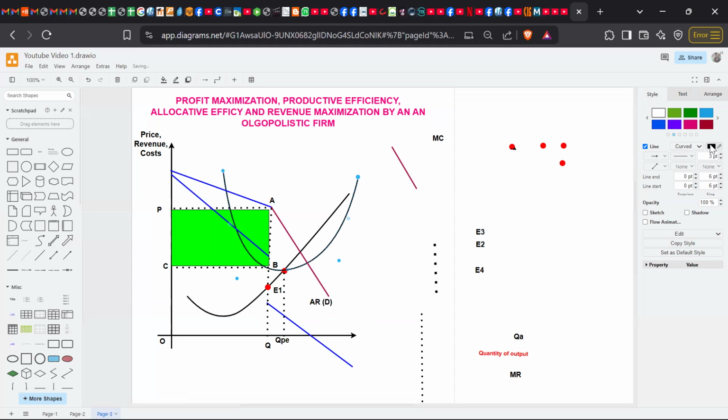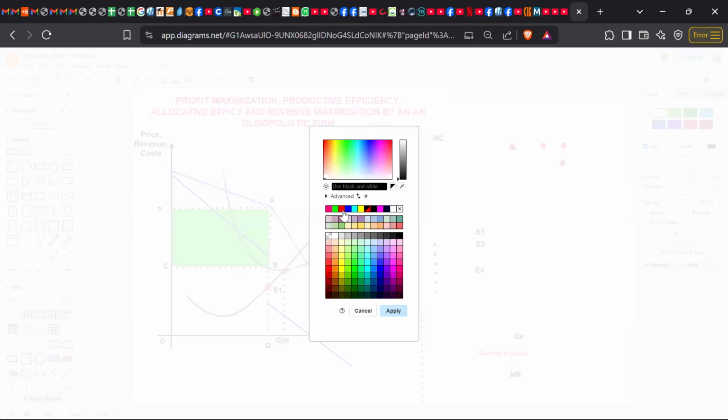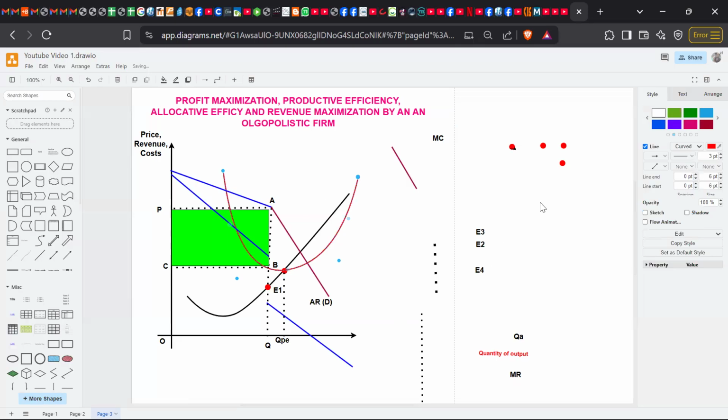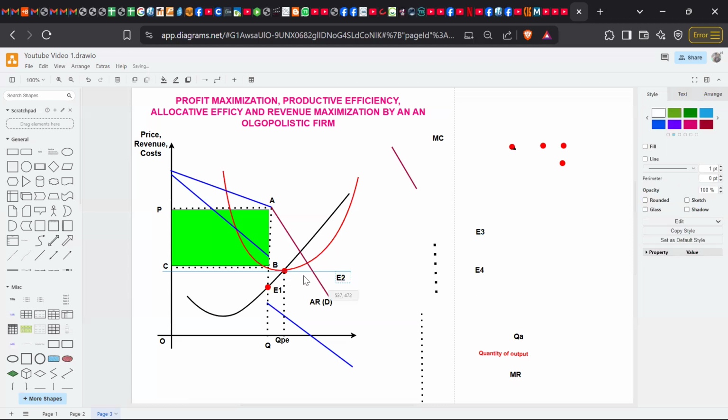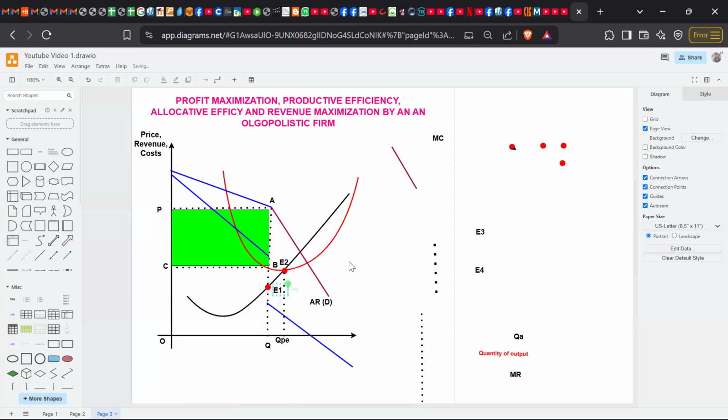So the curve in red, for instance, is a cost curve. And when that is equal, it is equilibrium point E2. Okay, I can write it here: equilibrium point E2. So that is the productive efficiency level.